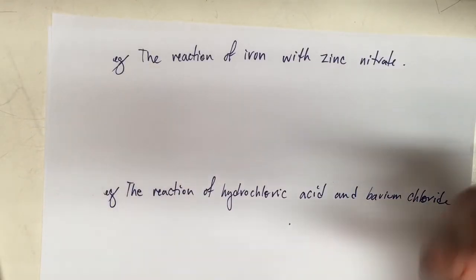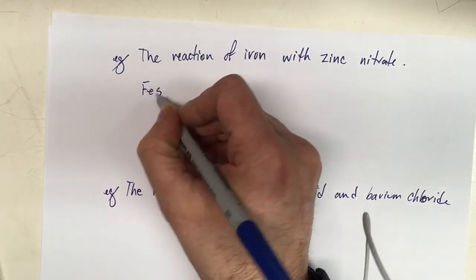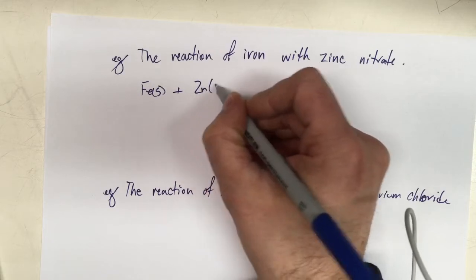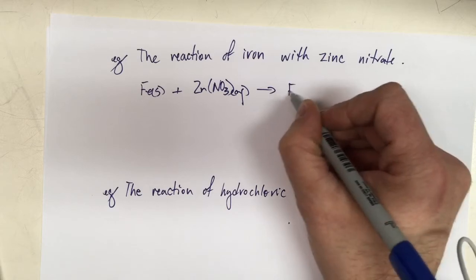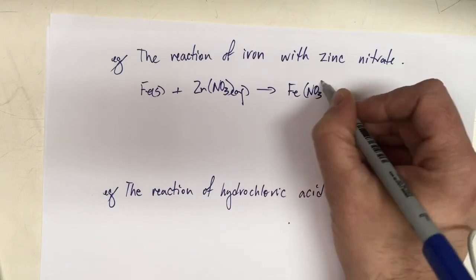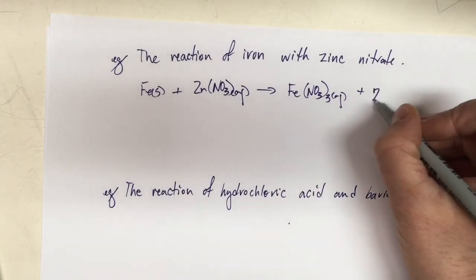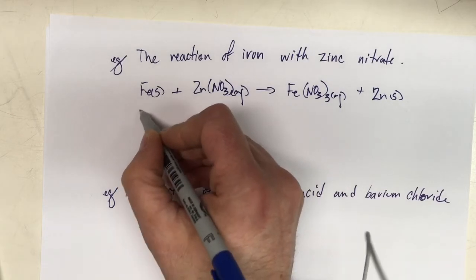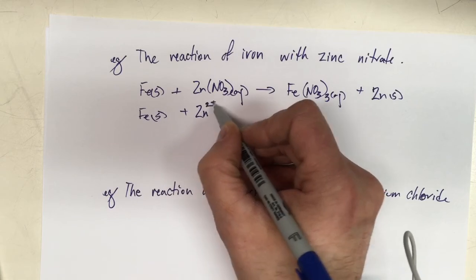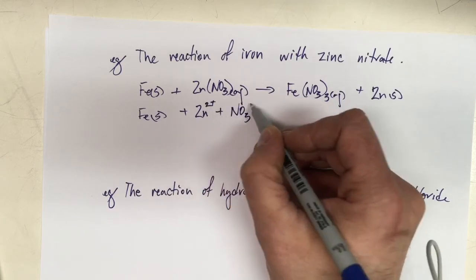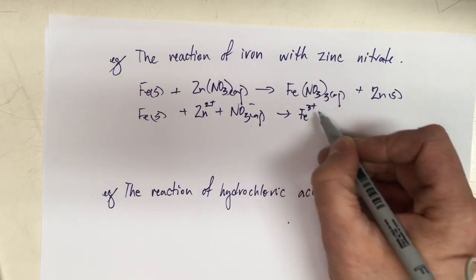If we did a similar reaction, we could have the reaction of iron with zinc nitrate. So I've got iron solid and zinc nitrate, and it's going to make iron 3 nitrate, because iron 3 is the more common ion and we didn't have any other information to go on, and then zinc solid. So an element remains as an element. This is an ionic compound, so it's going to break into its ions, and this is an ionic compound, so it's going to break into its ions.